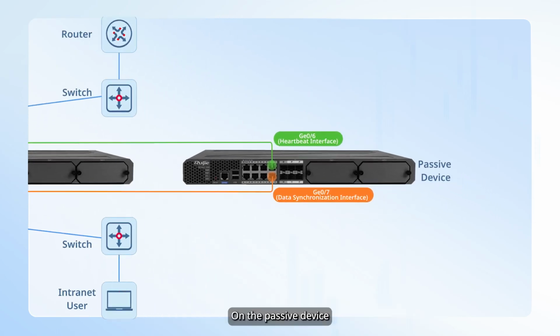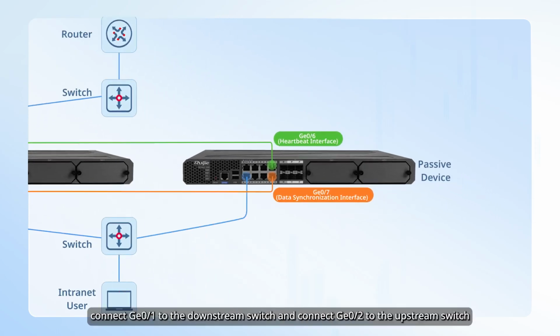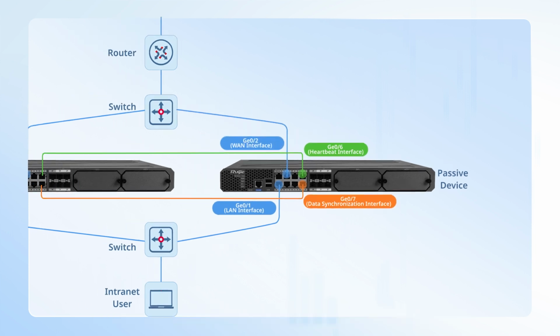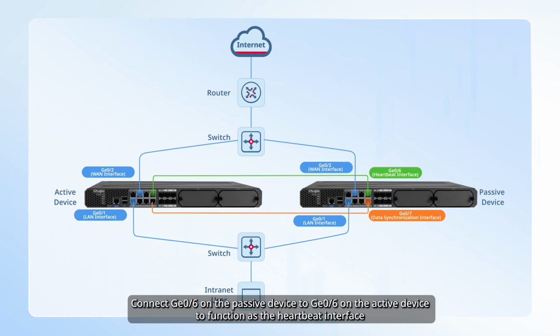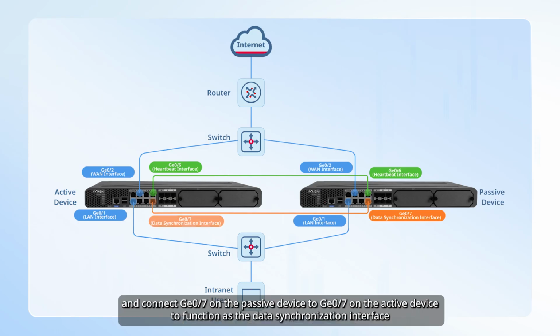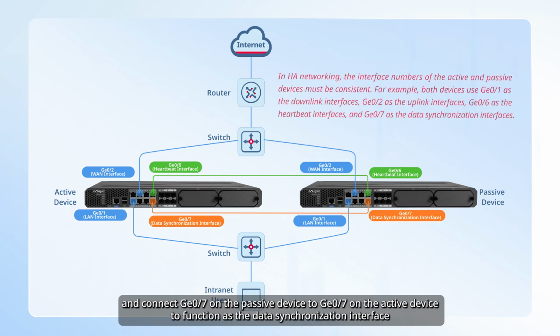On the passive device, connect GE0/1 to the downstream switch and connect GE0/2 to the upstream switch. Connect GE0/6 on the passive device to GE0/6 on the active device to function as the heartbeat interface, and connect GE0/7 on the passive device to GE0/7 on the active device to function as the data synchronization interface.